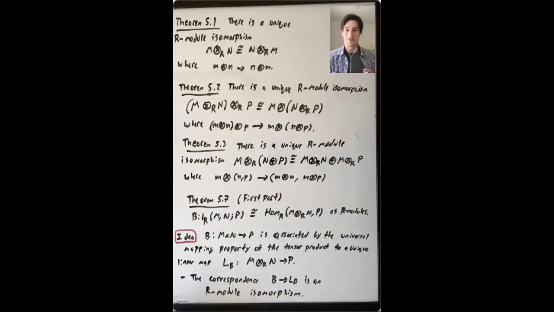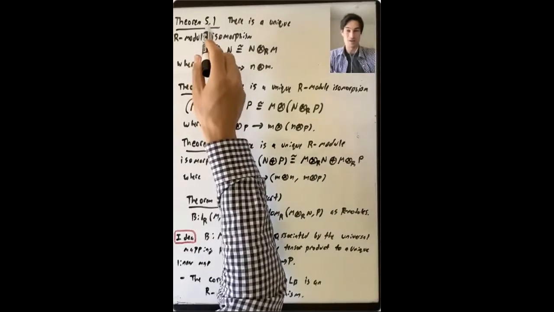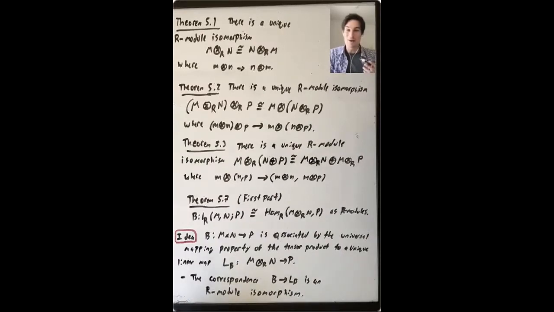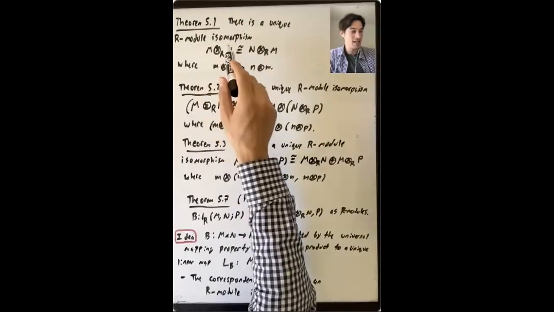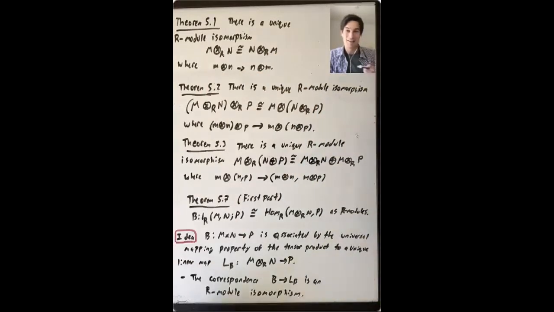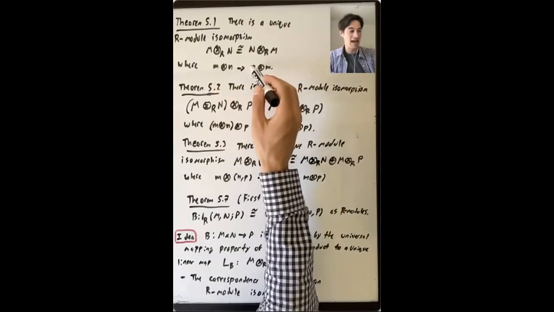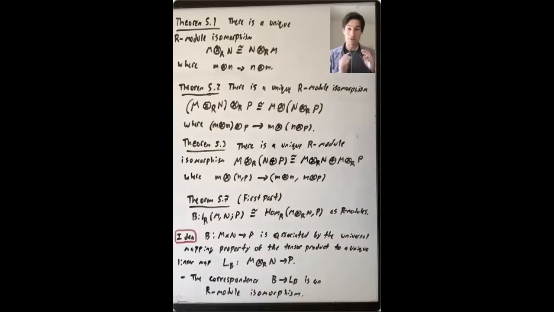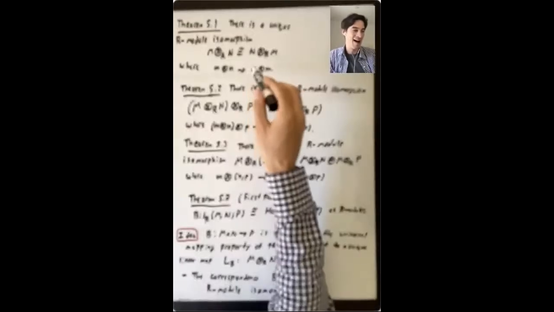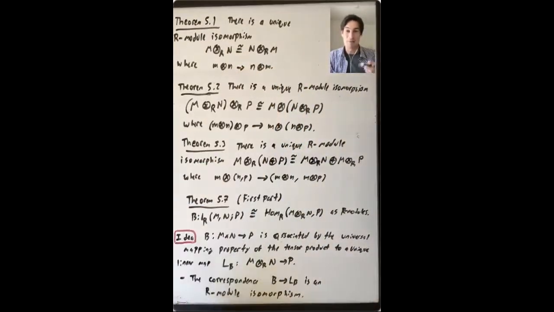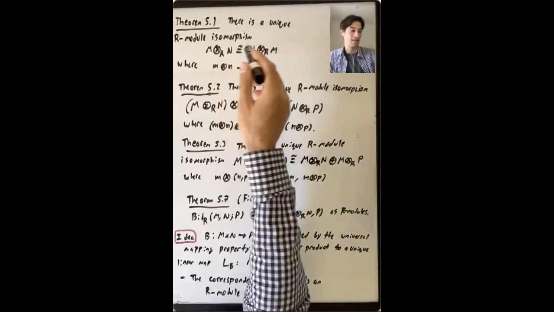The last thing I want to do in this lecture is highlight some properties of tensor products that you should be aware of. First, Theorem 5.1: there is a unique R module isomorphism between M tensor N and N tensor M. The order in which you take the tensor product of your two R modules doesn't matter. Where does this send elementary tensors? M tensor N goes to N tensor M. This is something you would certainly expect to be true, and you can check it by coming up with the right bilinear map from M cross N that gives you this R module isomorphism.